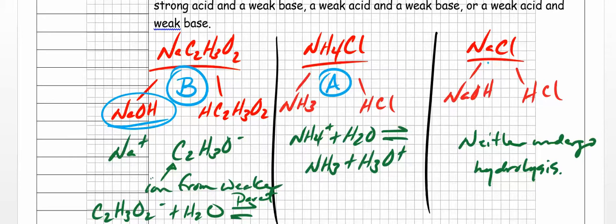The last one is NaCl. Where did it come from? Well, the sodium came from a parent of NaOH. That's the base. The chlorine came from HCl. That's an acid.